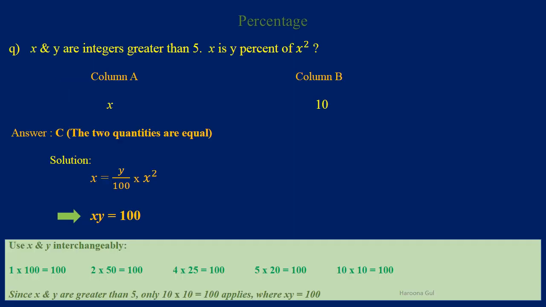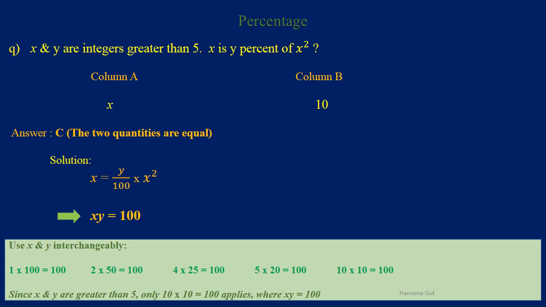Okay, now this one is a very interesting question. It says x and y are integers greater than 5 and x is y% of x squared. Now you see there are two conditions. One is that x and y are integers. They are not fractions, they are not any other non-integer value. They are just integers, right? And they are greater than 5, which means they are not less than or equal to 5. So both these variables have a value greater than 5, right? And x is y% of x squared.